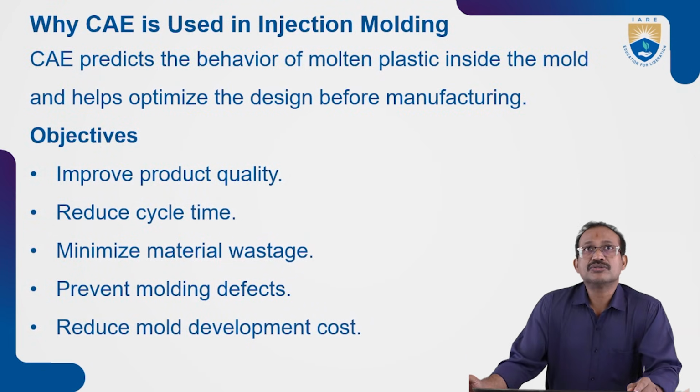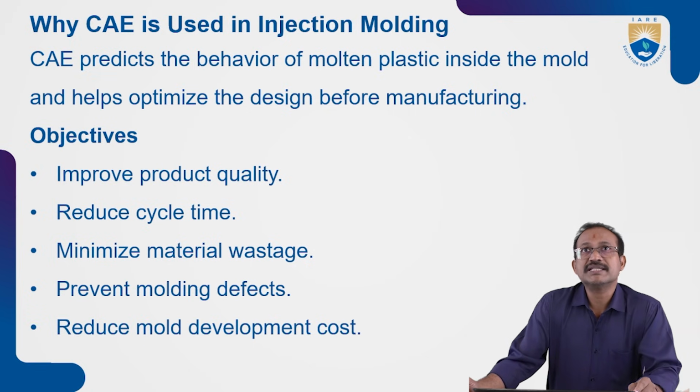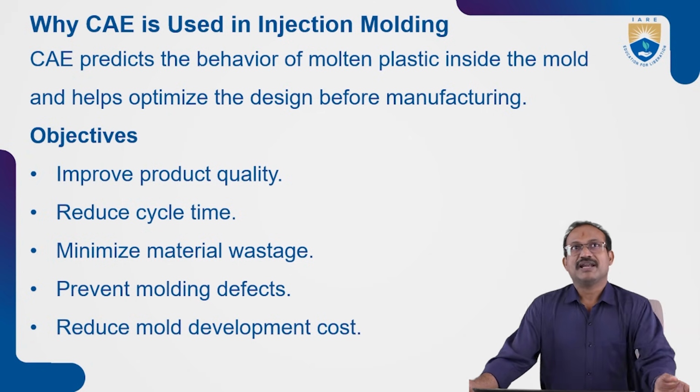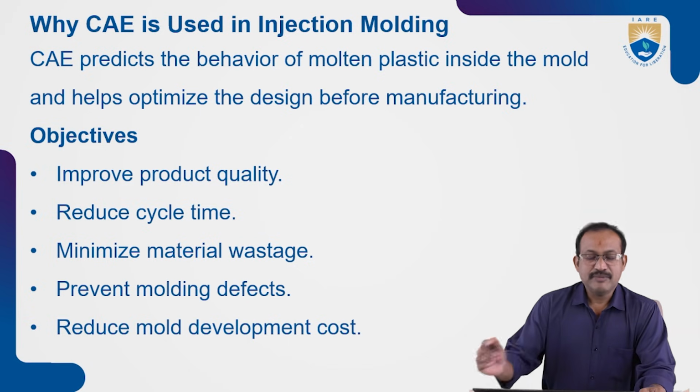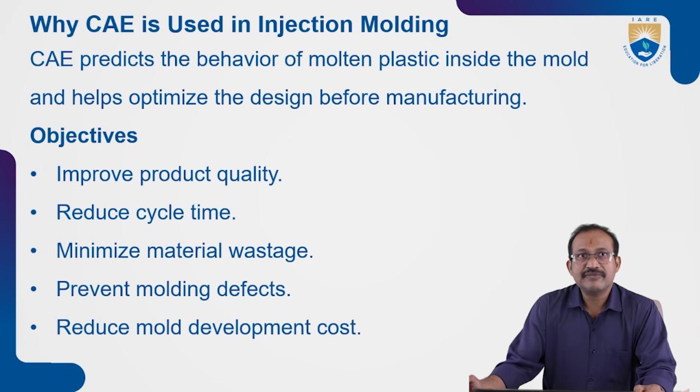Why is CAE used in injection molding? CAE predicts the behavior of molten plastic inside the mold and helps optimize the design before manufacture. Objectives: improve product quality, reduce cycle time, minimize material wastage, prevent molding defects, reduce mold development cost. So the objectives once again: improve product quality, reduce cycle time, minimize material wastage, prevent molding defects, reduce mold development costs.